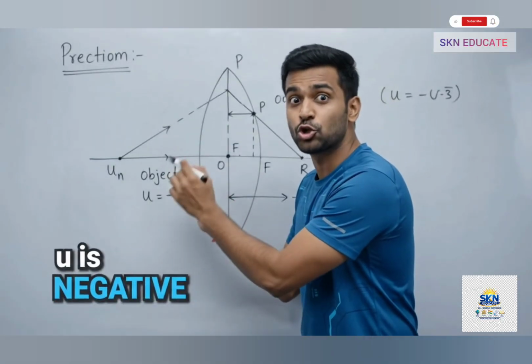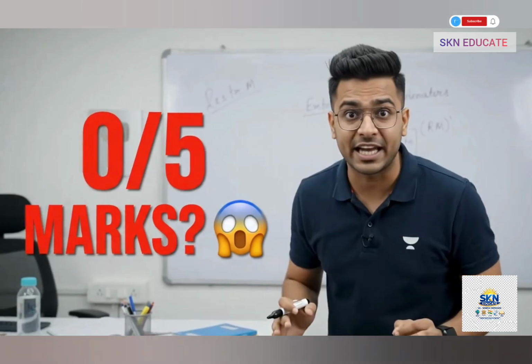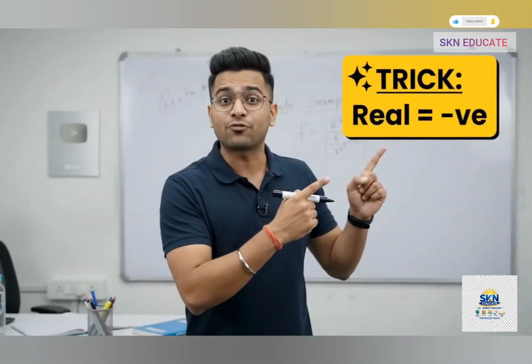Object is always on the left, so U is negative. For convex lens, F is positive. Class 10 boards, don't make this mistake. Standard lens formula is negative.